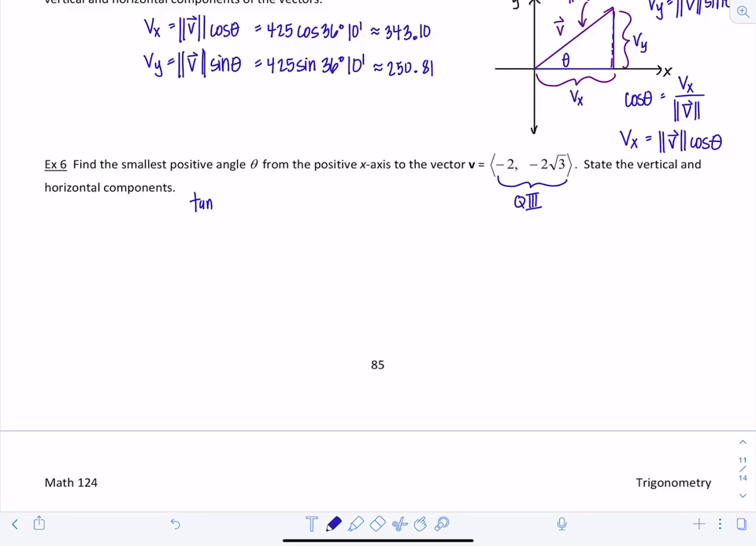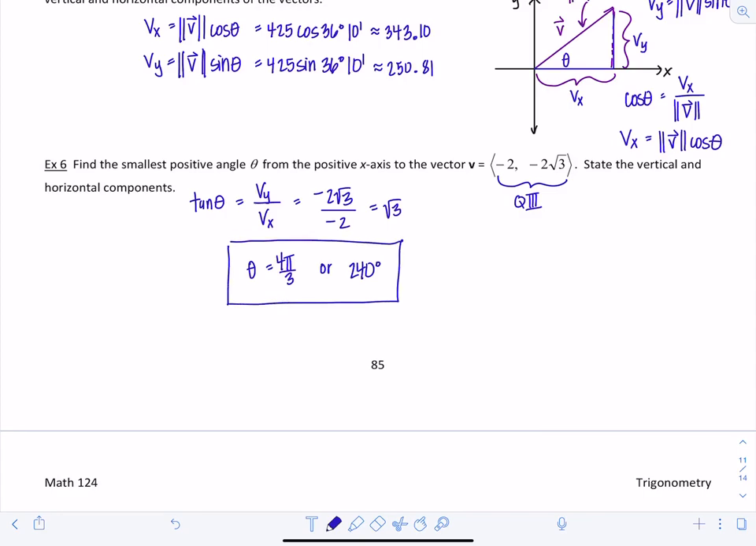And I know tangent of theta is equal to the vertical component divided by the horizontal component. So that would be -2 rad 3 over -2, which is rad 3. So what angle has a tangent of rad 3? Tangent of what angle is rad 3 and is in quadrant 3? So the reference angle would be a pi over 3 reference angle. So theta would have to be 4 pi over 3 or 240 degrees.